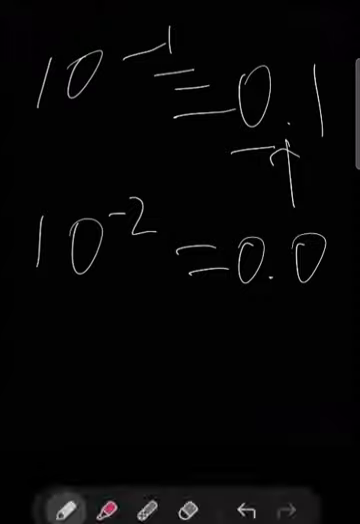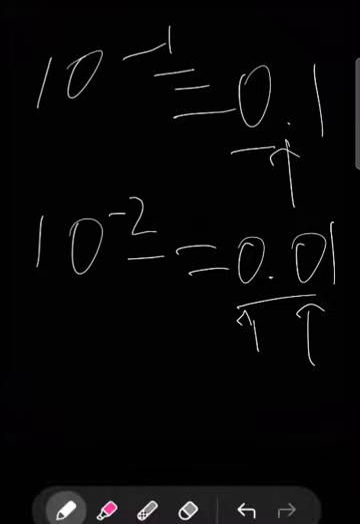So now if we do 10 to the negative 1, it equals 0.1. See, we have a 0 in front of the decimal. That's where the decimal is, and the 0 is in front. So if we have 10 to the negative 2, that is equal to 0.01. So you got 1 zero in front, and 1 zero behind. So it's 2 zeros.